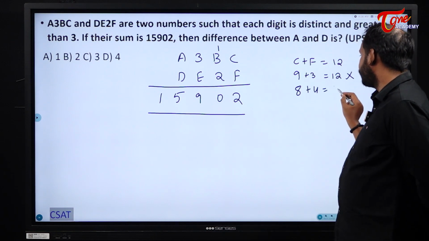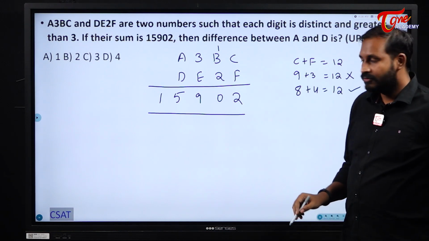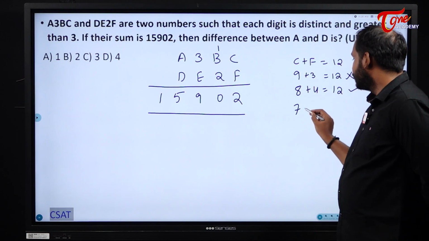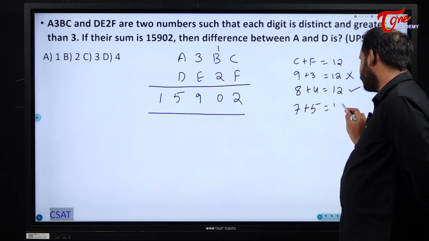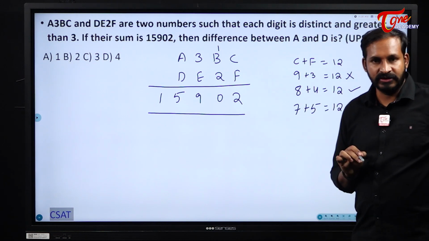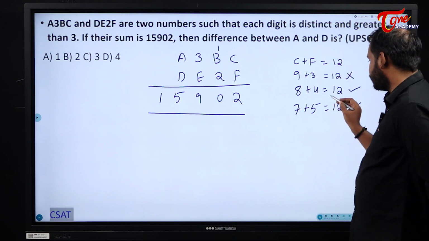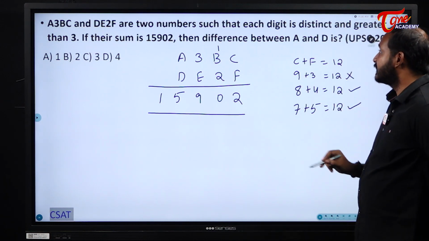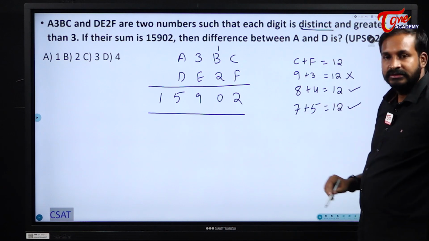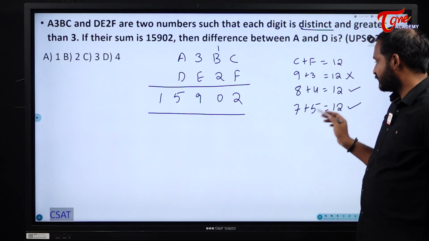8 and 4 is 12. Yes, I can take this value. Or else what is the other value I can take? 7 plus 5 is also 12. There is a possibility for this. Now first, is there any other choice? I cannot take 6 and 6. Why? Because they are distinct. I cannot take 6 and 6.